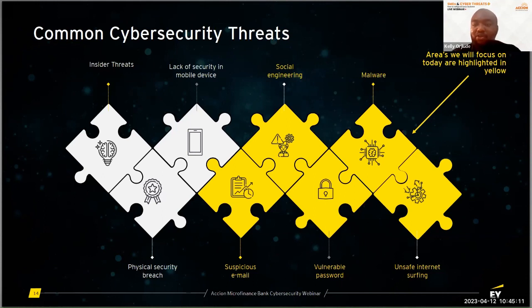But I'm not going to focus on all those. I'm going to focus on the ones that are highlighted in yellow. Social engineering, which I'm going to discuss in detail. Malware, which encompasses viruses, ransomware and the rest. Suspicious email. I have mentioned that emails these days come with viruses and phishing links, asking you to submit credentials and sensitive information. And vulnerable passwords.